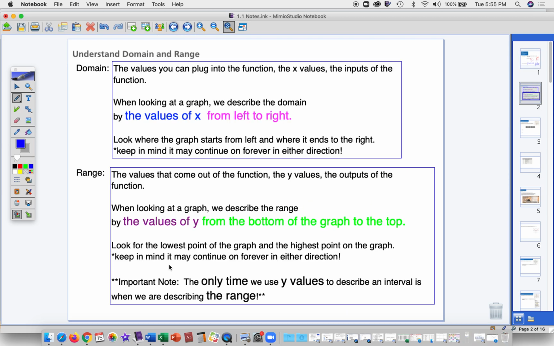An important note that I want to make is we're going to be describing a lot of different types of intervals in this section. The only time that we use y values is in this case here where we're describing the range. So keep that in mind. All of the other intervals that we describe will be described by x values. Okay, so again, it's only range where we use y values.